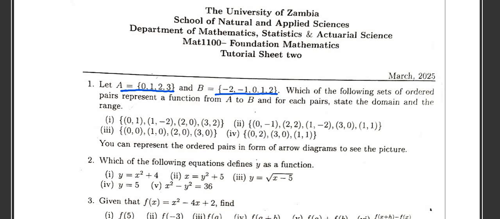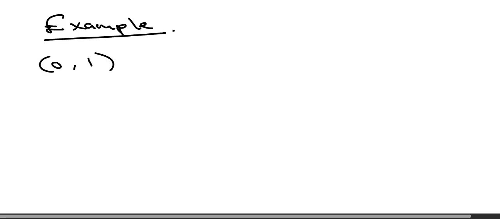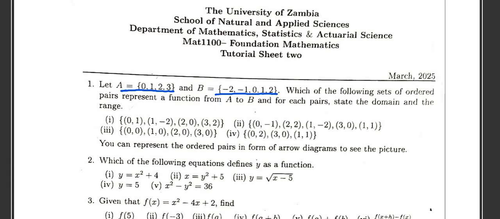So they are saying, which of the following sets of ordered pairs represents a function from A to B? And for each pair, state the domain and the range. So I'll get the first pair. So the first pair is 0, 1. So let me just give you an illustration of what a function really is. So this is 0, 1. That's the first pair. The second one, let me just open it from my phone.